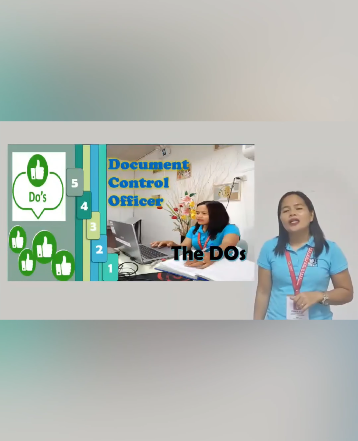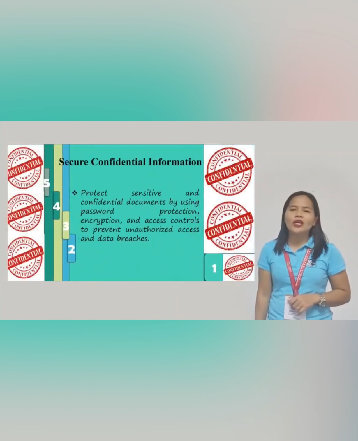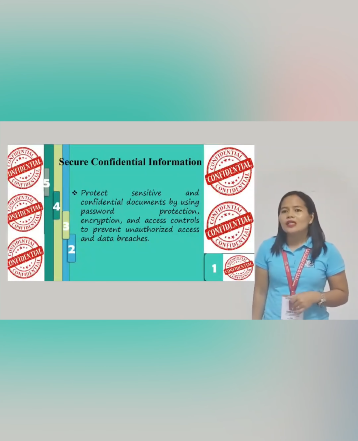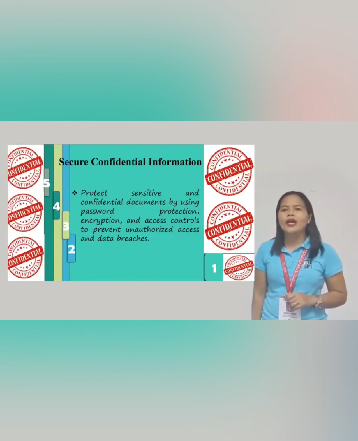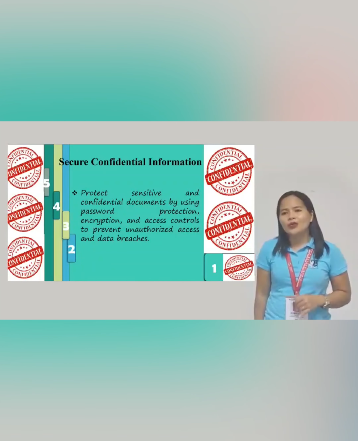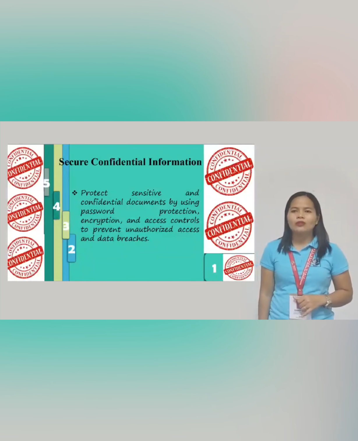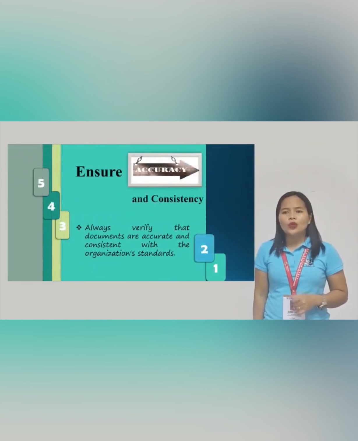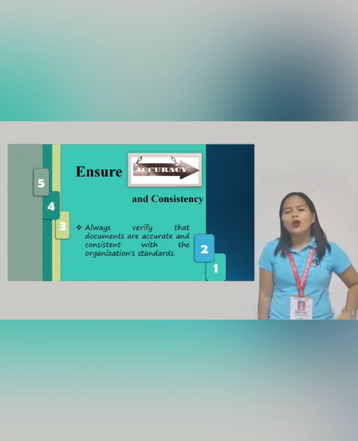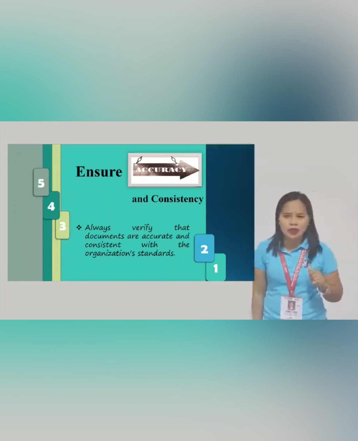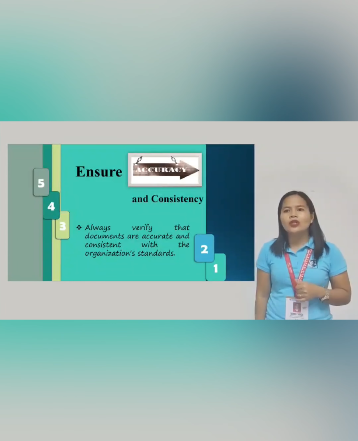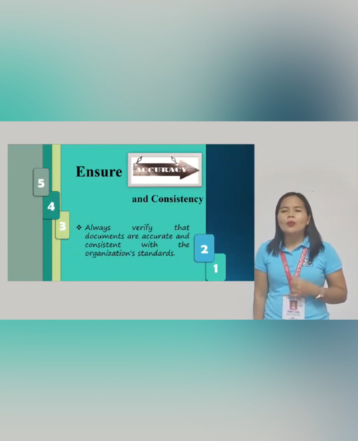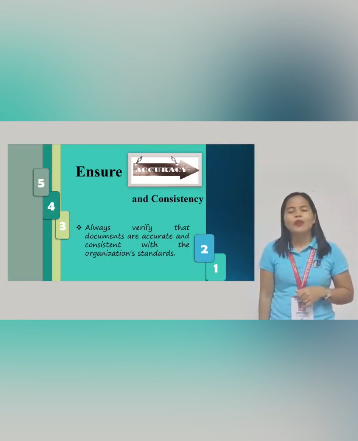So, for the do's, first is secure confidential information. This is to protect sensitive and confidential documents by using password protection, encryption, and access controls to prevent unauthorized access and data breaches. Also, ensure accuracy and consistency. Always verify that documents are accurate and consistent with the organization's standards. This includes checking for errors, ensuring proper formatting, and maintaining uniformity across all documents.